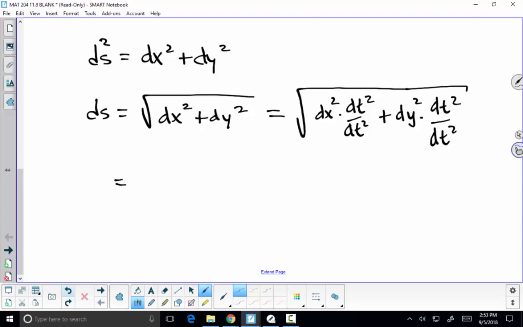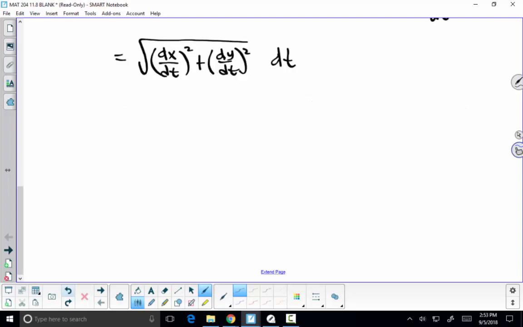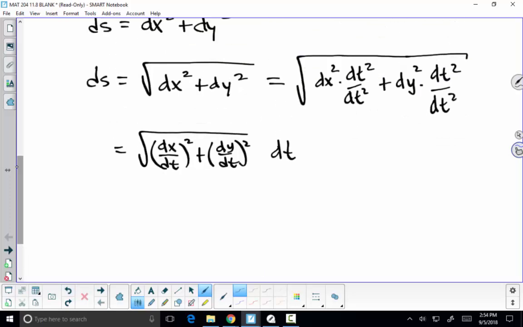Everyone agree, all we do is multiply by 1 twice? No big deal. So the numerator dt squared comes all the way out as the dt, and then we're left with (dx/dt) squared plus (dy/dt) squared. And that is our arc length formula. So this is ds, where s represents arc length. If we integrate both sides, we will get arc length equals the integral of this.